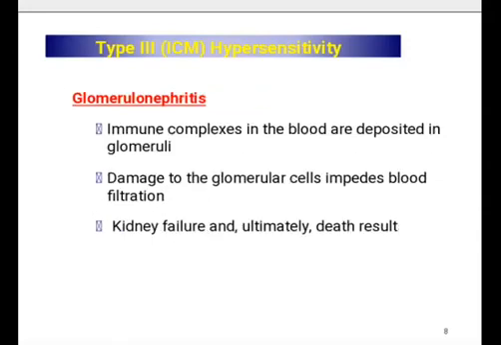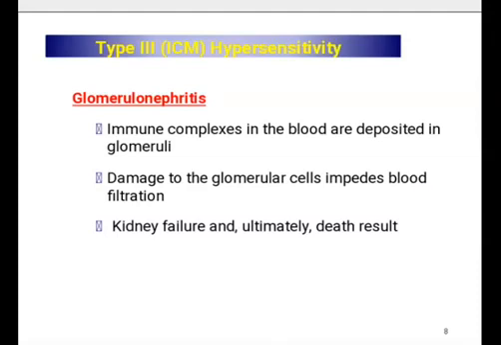The second condition is glomerulonephritis. It is a term used to refer to several kidney diseases, usually affecting both kidneys. This disease is characterized by inflammation either of the glomeruli or of the small blood vessels in the kidney. Hence, it is named glomerulonephritis.